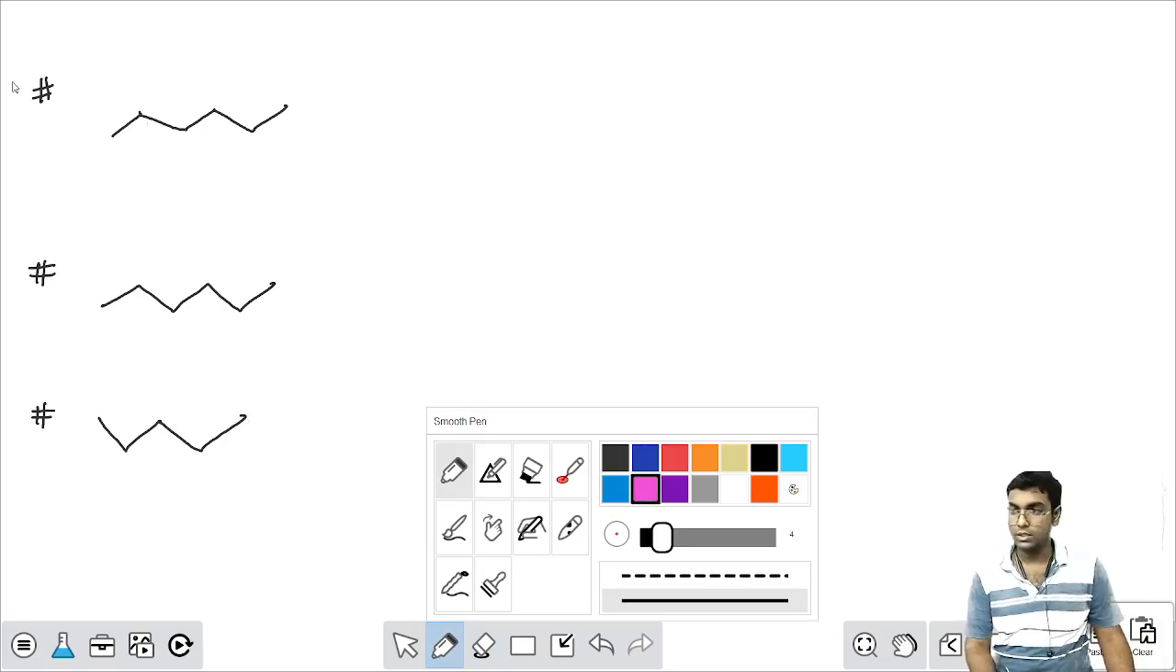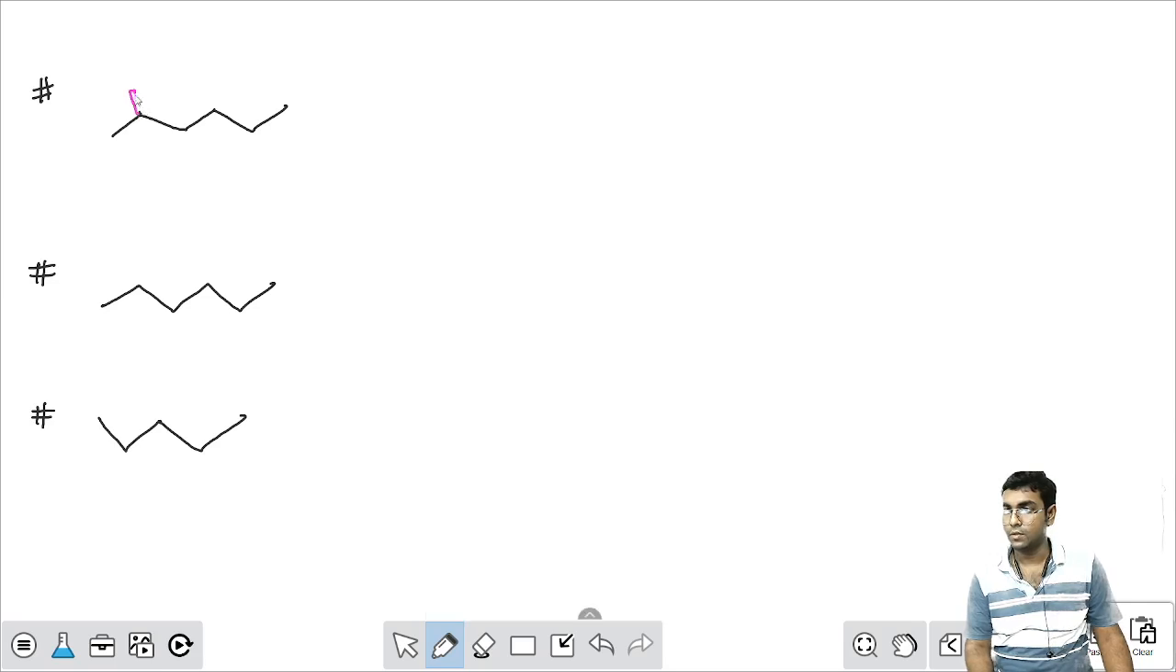Now let's make the stereochemistry. So above the plane group, below the plane group, above the plane group, below the plane group, and so on. Okay, same thing is here as well.